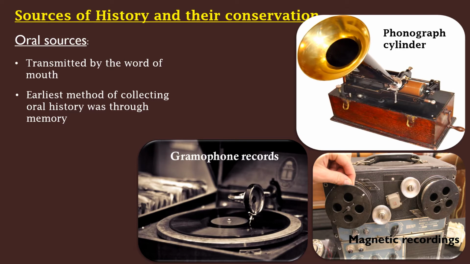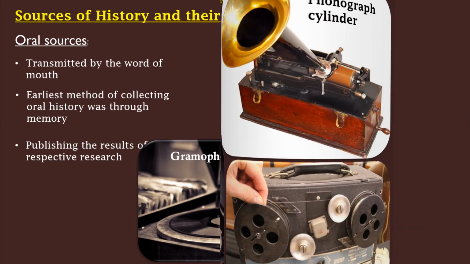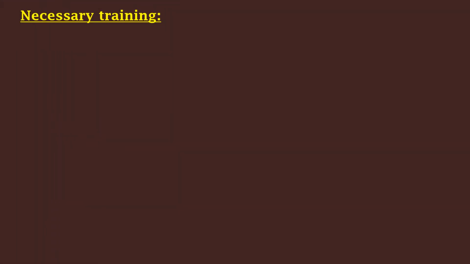The basic preservation rule for oral histories is that the repository must make 3 copies of each oral history. So one copy will be the original item, the second copy will be the duplicating master, and the third copy will be the access copy for the public use. Now people and individuals involved with the creation and preservation of oral histories need to undergo some necessary training.